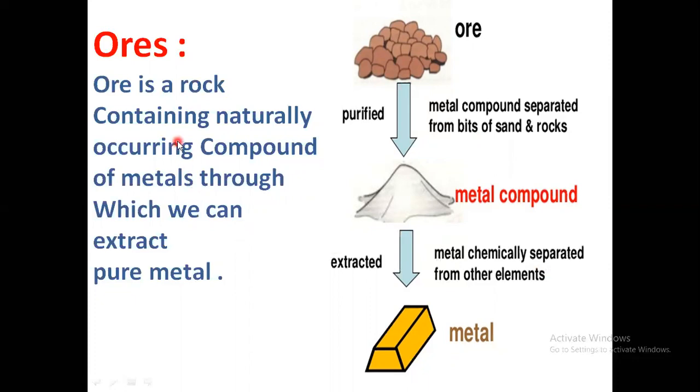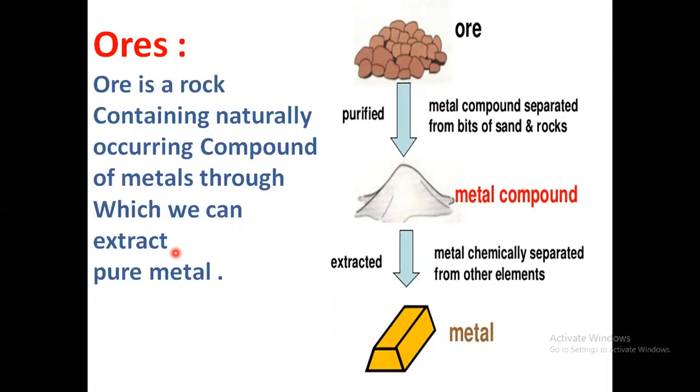I had told you that metals are found in the rocks, right? In the form of compounds. And these metals basically mix with rocks, mud, sand, and soil. So these naturally occurring compounds of metals through which we can extract pure metal are called ores. What is an ore? Ore is a natural rock which contains a naturally occurring metal compound through which we can extract pure metal. Clear? Extract metal means obtaining metal from the metal compound found in the rocks. Clear?